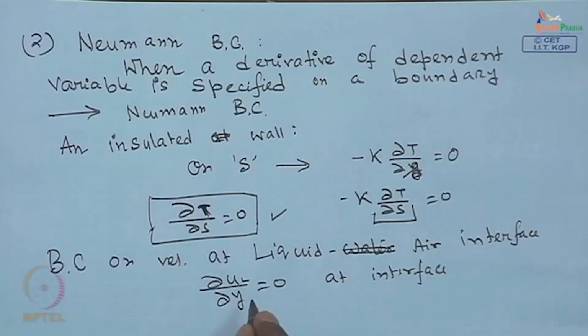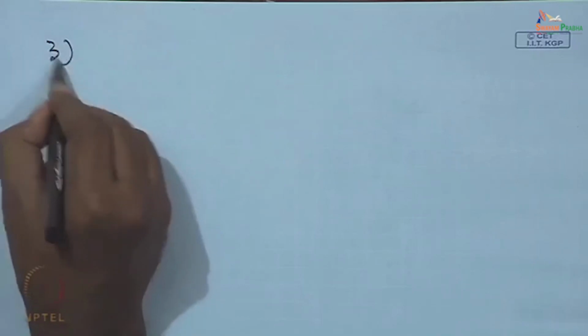This comes because of the matching of the shear stress at the interface, but the viscosity values. So, this velocity gradient will be multiplied by the viscosity to get the shear stress, but the viscosity in the air is 2 orders of magnitude less compared to that of water. So, we can neglect that part, and we can approximate del u_L in the liquid, del y is equal to 0. So, again the derivative of the dependent variable is specified at this boundary. Therefore, this boundary condition is a Neumann boundary condition.